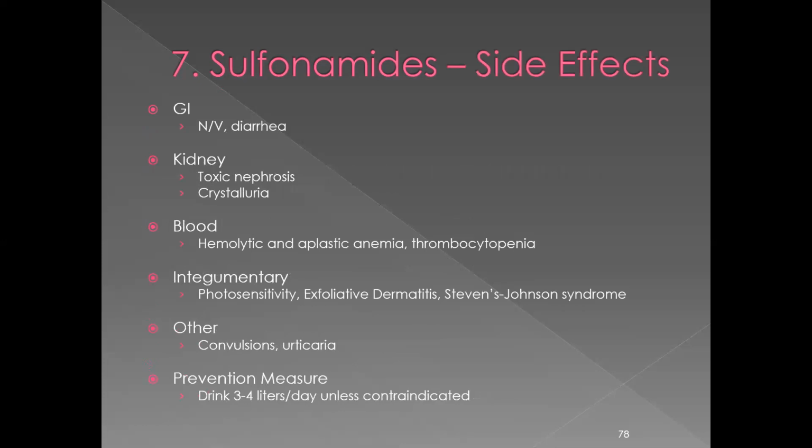Side effects. In the GI system, nausea, vomiting, diarrhea. Kidneys, so toxic nephrosis and crystalluria may happen. On the blood, hemolytic and aplastic anemia and thrombocytopenia. Integumentary, photosensitivity, exfoliative dermatitis, and Stevens-Johnson syndrome. And some others can include convulsions and urticaria. Our preventative measure is to make sure that they drink 3 to 4 liters per day unless contraindicated, due to flushing the antibiotic out of the body.